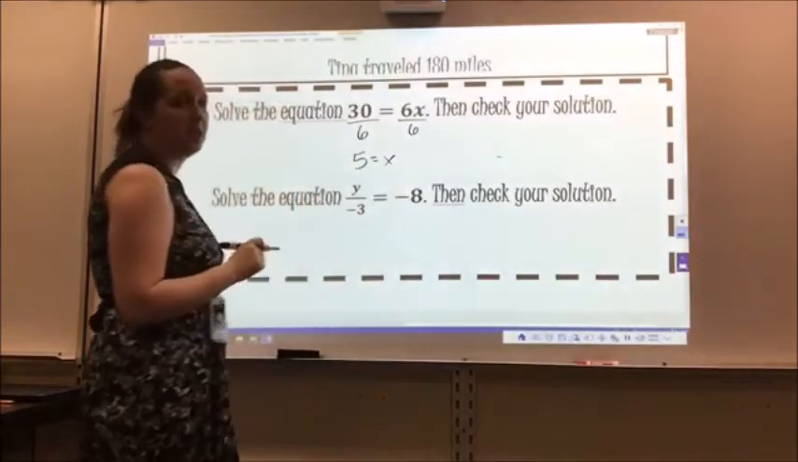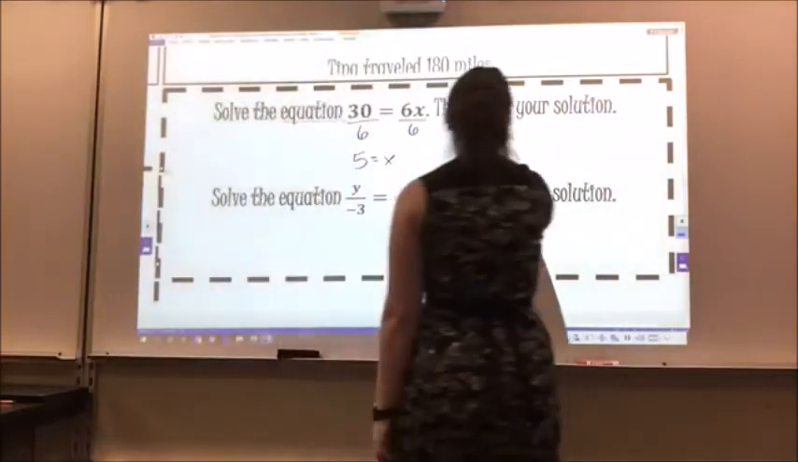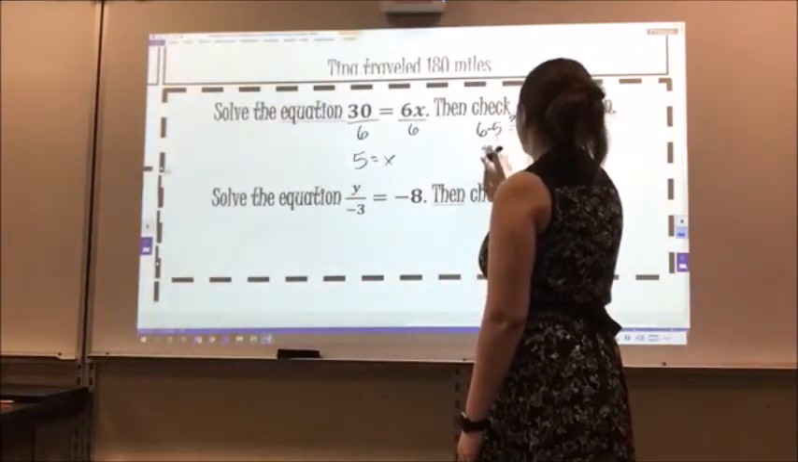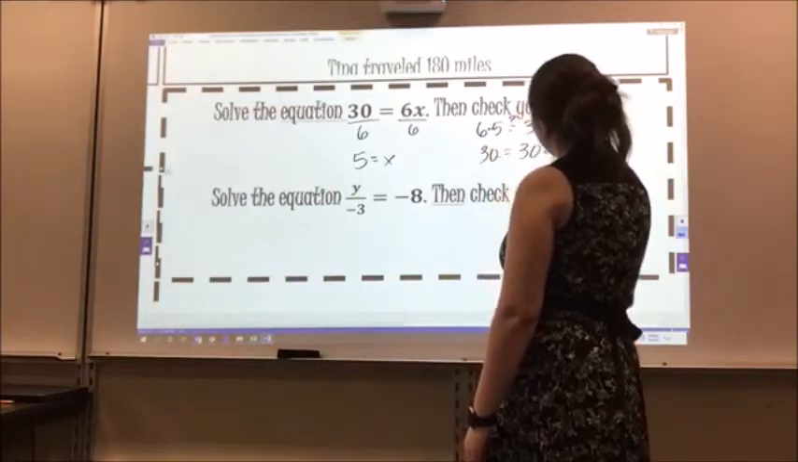I can substitute that back in. 6 times 5, and I want to know if it equals 30. 6 times 5 does equal 30. So that is good to go.